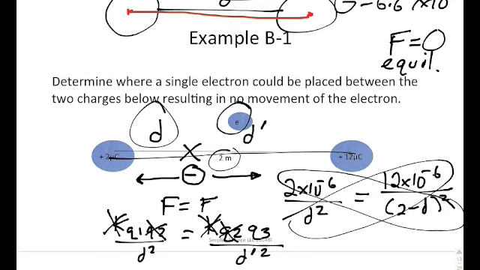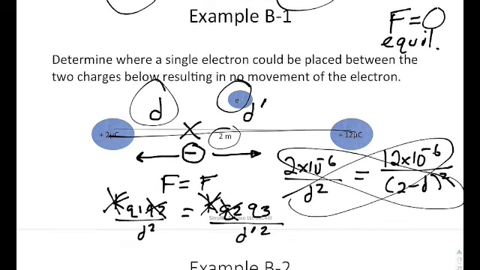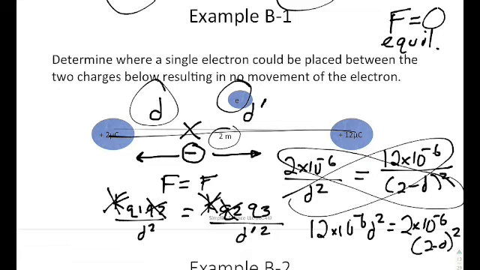When I do that, I'm going to get the number 12 times 10 to the minus 6th D squared equals 2 times 10 to the minus 6th, and then 2 minus D squared. Now the first thing I'm going to do is divide both sides by this 2 times 10 to the minus 6 number. It's going to make my life a little bit easier. You're going to see some stuff rearranged a little bit differently.